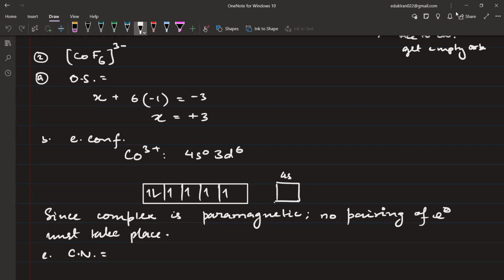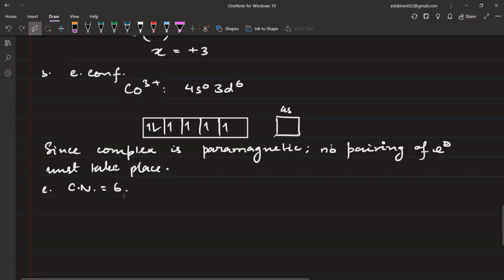Coordination number is 6. Number of coordinate bonds it can make. Okay, so coordination number is 6. Now, if the coordination number is 6, how many empty orbitals do we need? Tell me. We need dash empty orbitals.